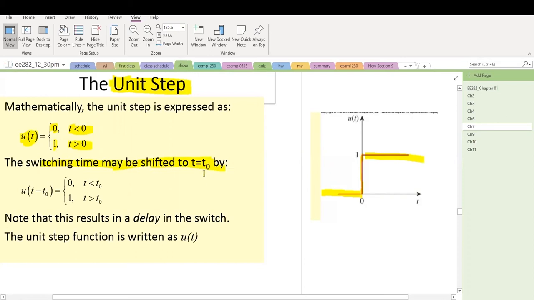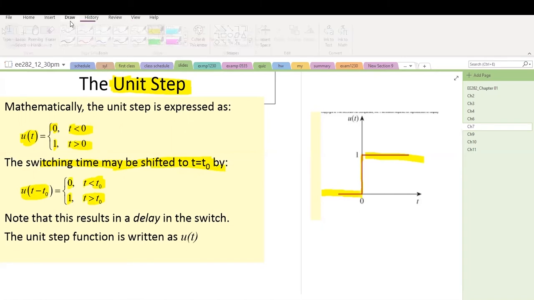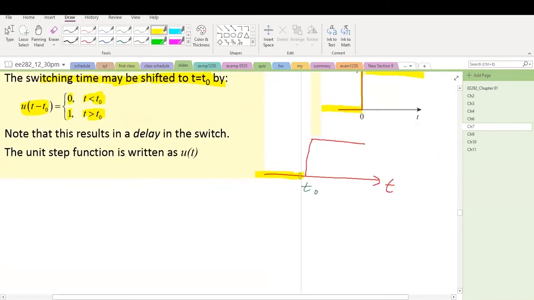If the unit step function is shifted in time, therefore u of t minus t naught equals 0 when t is less than t naught and equals 1 when t is greater than t naught. So the graph will look like this. At t less than t naught, the value is 0. When t is greater than t naught, the value is 1. So this is u of t minus t naught. This is 1, this is 0.